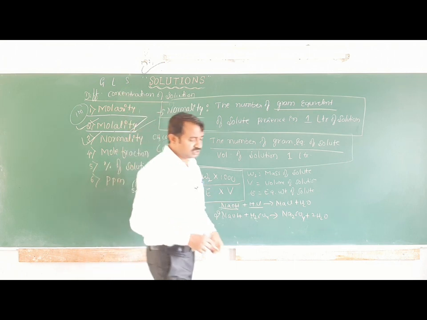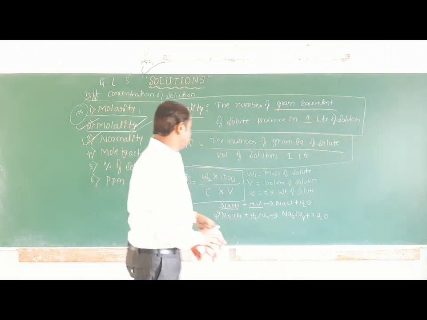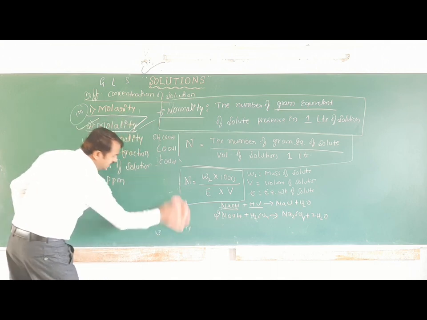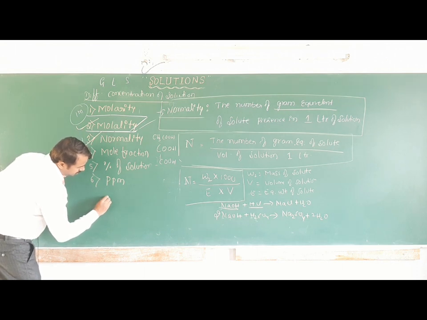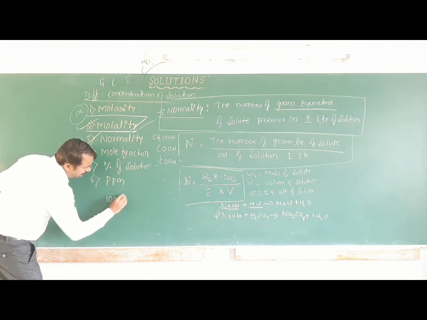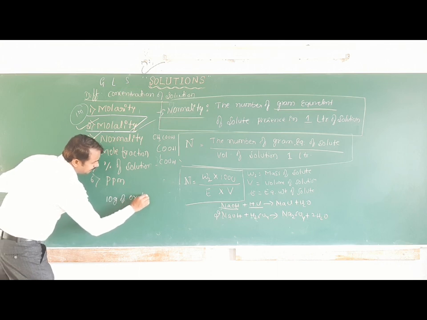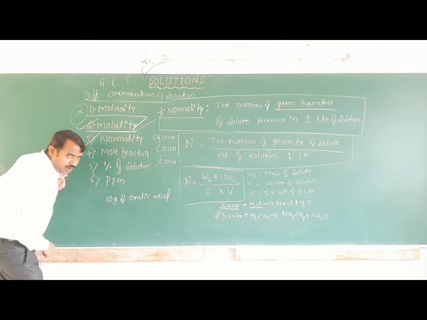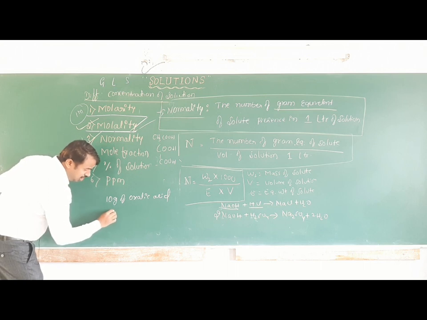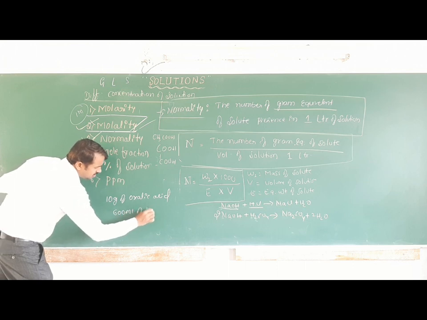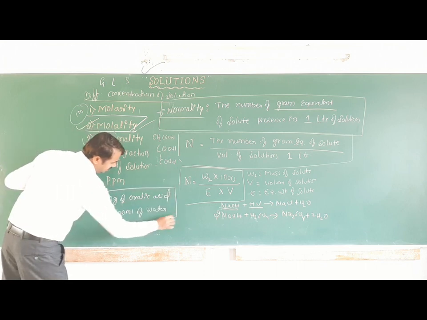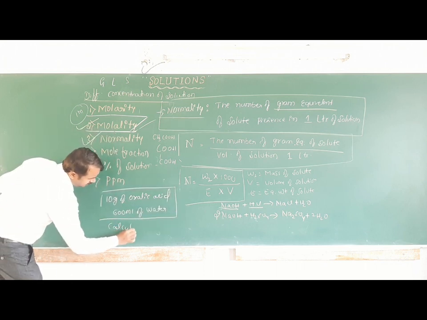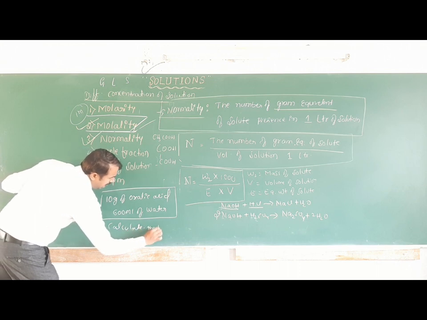The problems will ask you to calculate the normality of the solution. Suppose they ask: 10 gram of oxalic acid is dissolved in 600 ml of water. Calculate the normality.